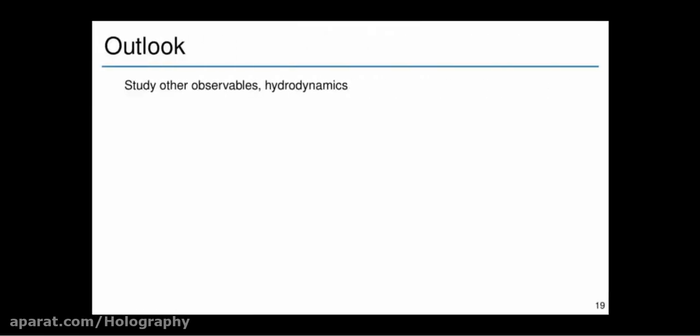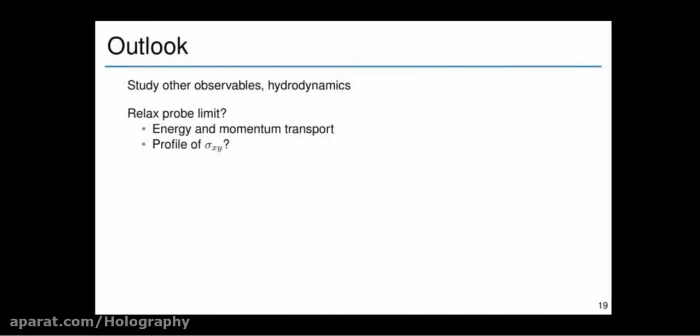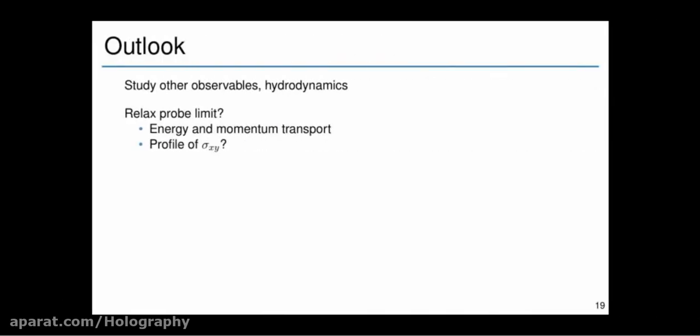So some outlook, there's plenty of other observables that you can think about computing. For example, you could imagine studying hydrodynamics in this model. One thing that would be interesting but technically very difficult would be to relax the probe limit. And this would be interesting because it would let you study transport of energy and momentum in the system.